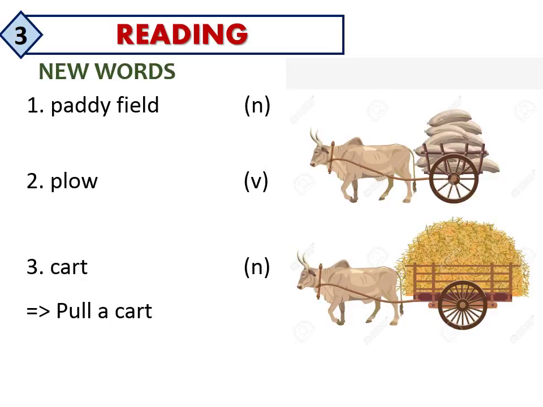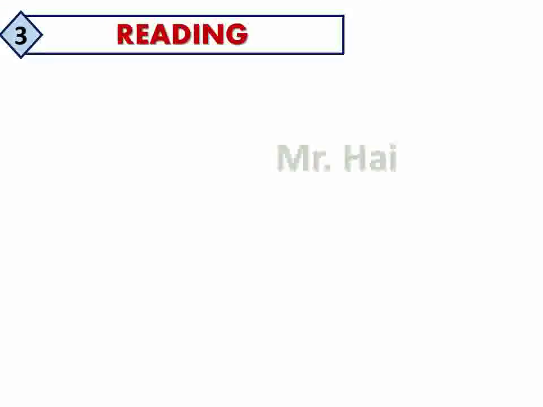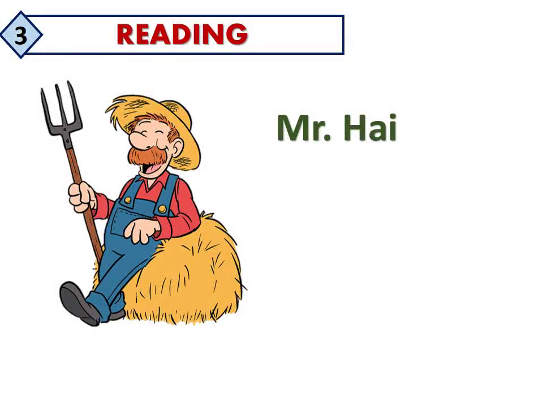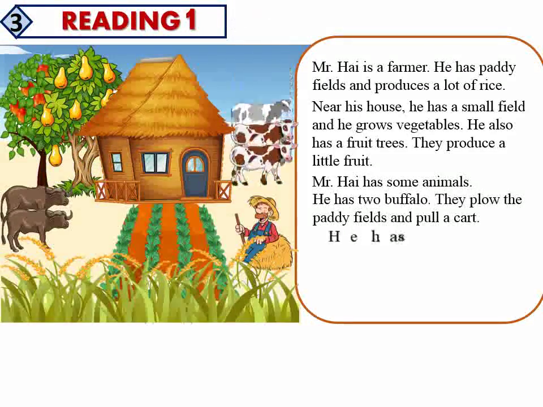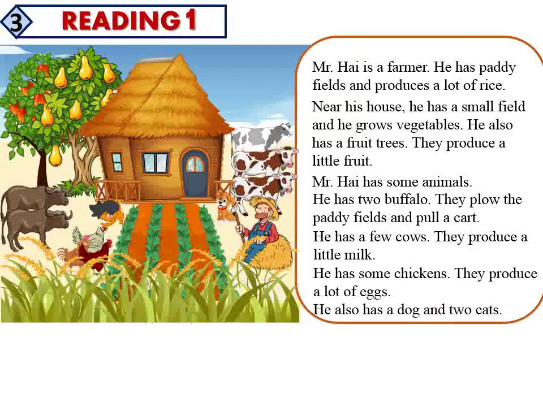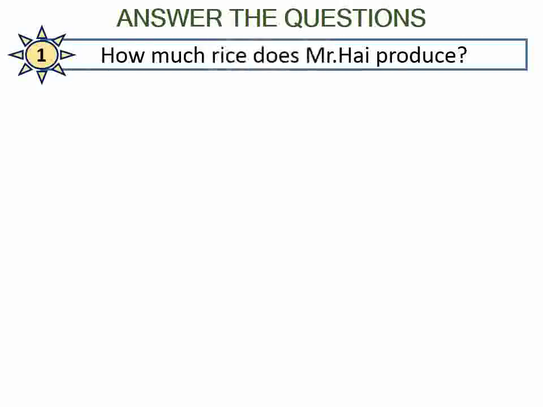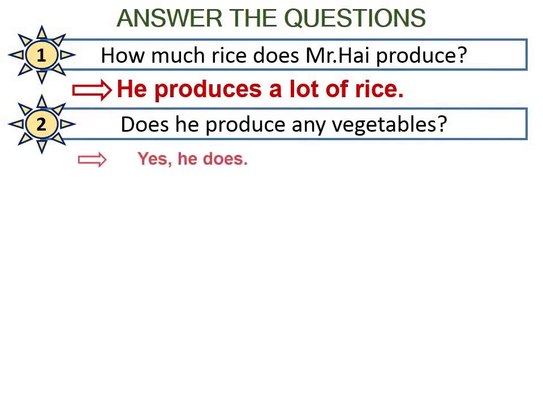Good job, kids. Now let's get started reading. Firstly, let's get acquainted with Mr. Hai. He is a farmer, and of course he has a big farm. Now let's find out what's on his farm. Mr. Hai is a farmer. He has paddy fields and produces rice. Look at the picture, please. This is his paddy field, which makes rice that we eat every day. Near his house, he has a small field and he grows vegetables.